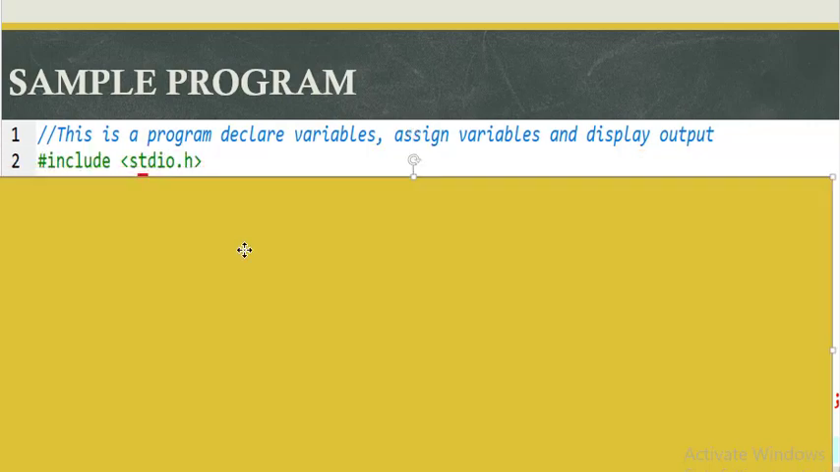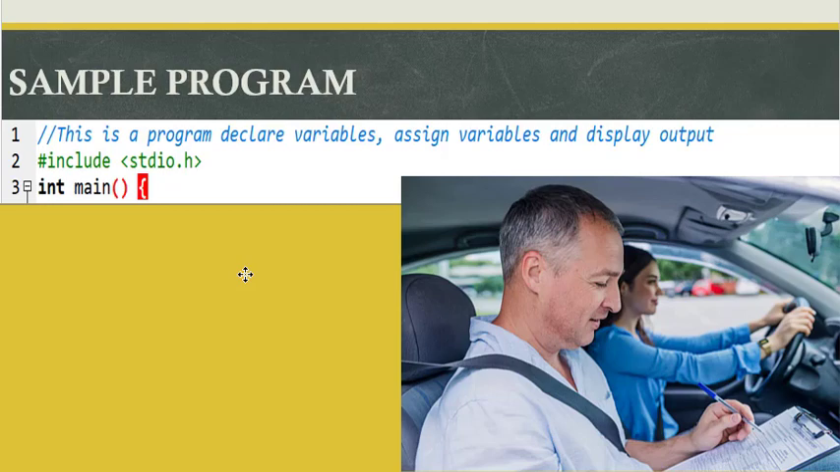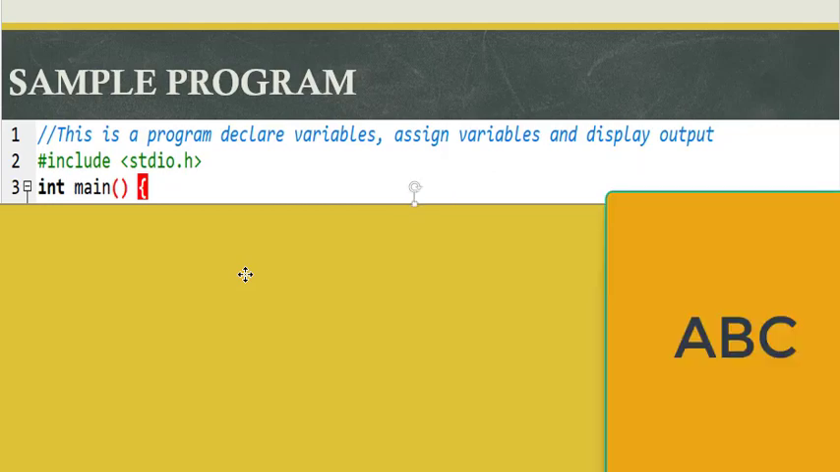So as usual, we need to have the standard input output header file. Remember, it's the one that contains the commands that are necessary for us to display an output. In this given case, it is a printf statement. The int main, as we are all aware, is where the execution begins. It's just like the driver's seat. It's where the vehicle that moves, everything begins from that particular point.